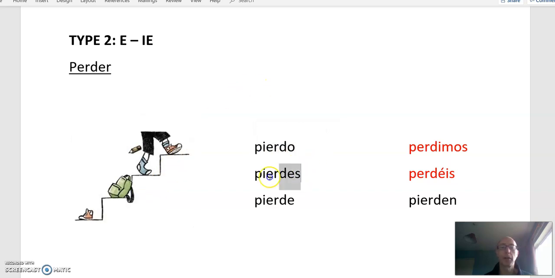Pierdo, pierdes, pierde, perdimos, perdéis, pierden. Again, it's the same pattern. You have the IE here. You have only the E in the nosotros and the vosotros form, no IE. Same pattern, repeats over and over. Again, you can see their endings are regular ER endings.